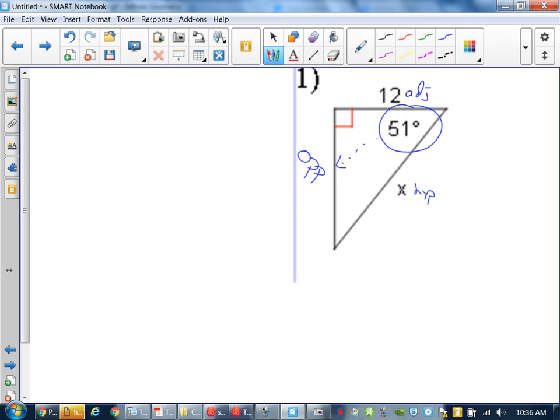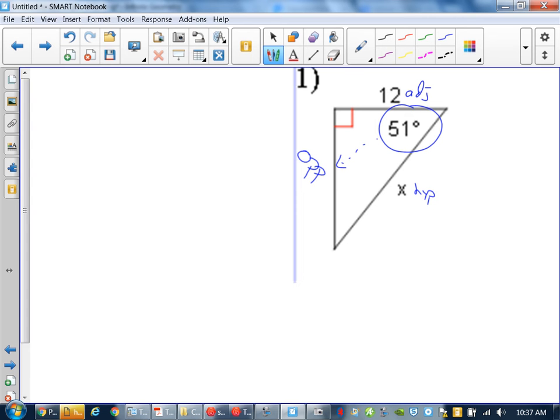Which trig function goes with? Wait, how do you know if you're going to use a negative? You only use this if you're finding the angle. You only use the inverse. Inverse is only for finding angles.